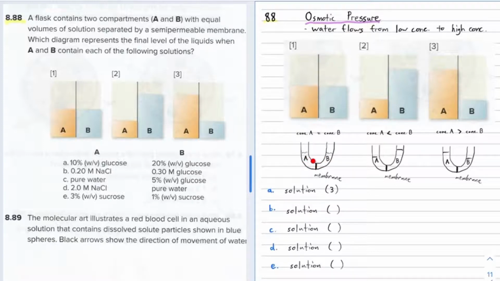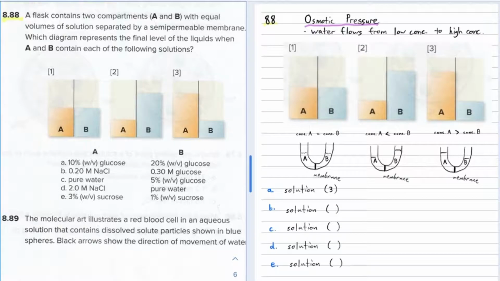And eventually the concentrations would be equal, and you'd be left with something like this, where water has just transferred. And it would stay like that. And vice versa would happen if A is more concentrated than B, then water would flow to the left, and it would settle down like that, which would look like this. So the pairs of solutions are given right here.